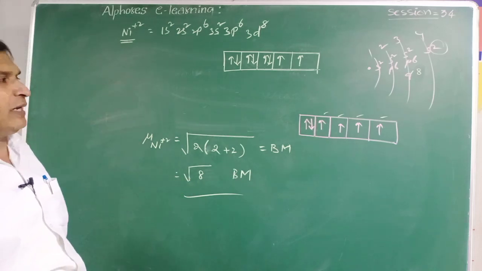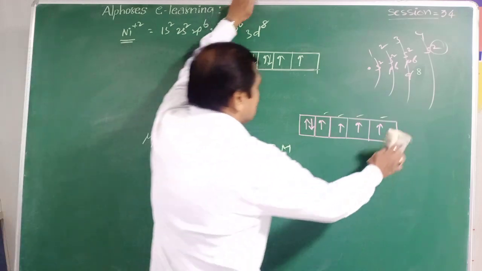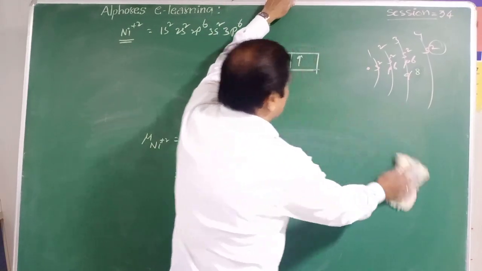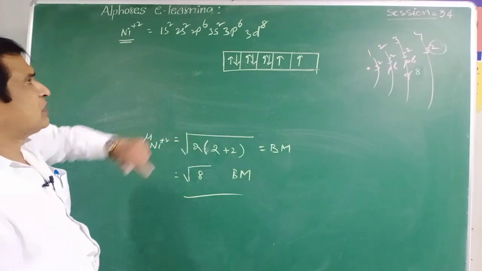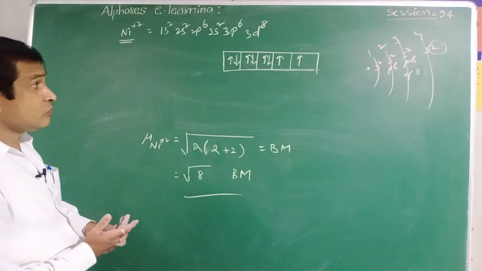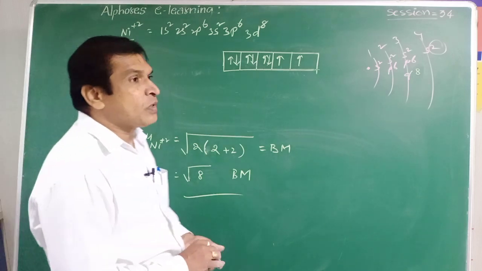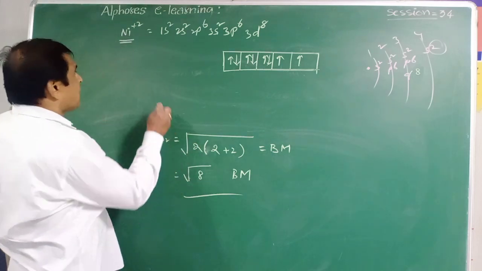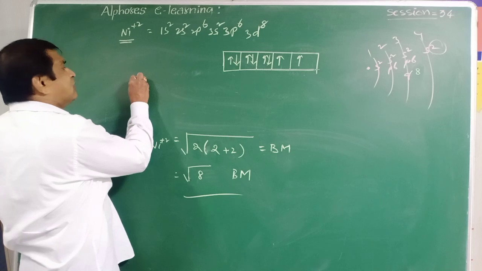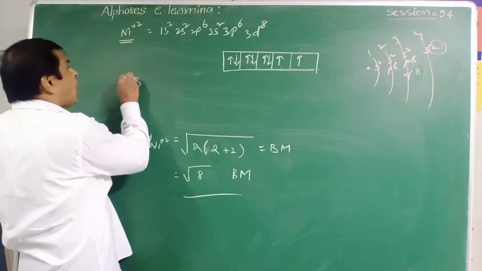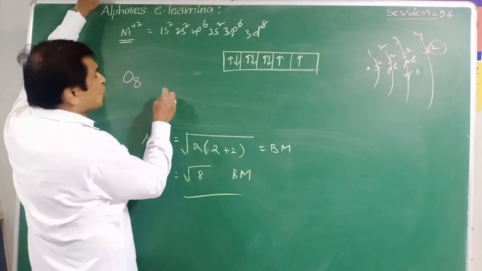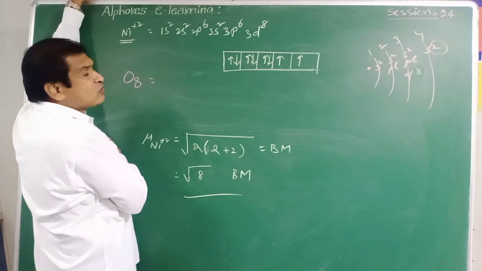Like this we can calculate. The nickel plus 2 example is completed. Next one is, for example, oxygen. How many unpaired electrons are there in the oxygen atom? Oxygen atomic number is 8.